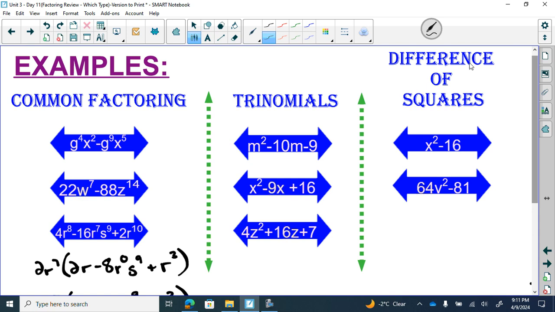Okay, difference of squares. Difference is the answer you get when you subtract. Squares are perfect squares: x squared and 16, or 64v squared minus 81. So nothing common to both of those terms. What I would do is set up my template. I would know to move to step 2.